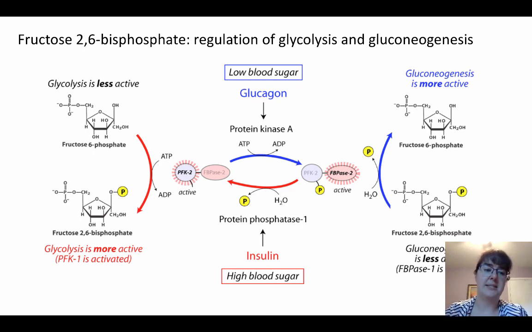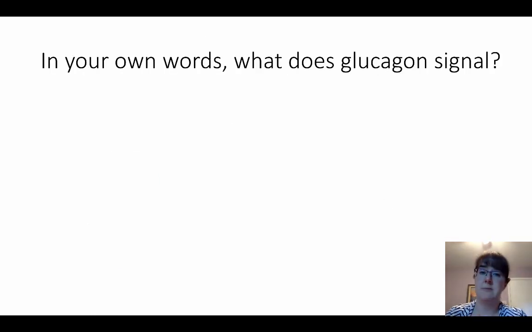inhibit gluconeogenesis, and stimulate glycolysis. So again, we're going to see that insulin, when you've got a lot of blood sugar, is then going to be stimulating the glycolytic pathway. We have too much sugar, we're going to start breaking it down. Glucagon is going to do the opposite: we don't have enough sugar, so we need to stop breaking it down and potentially make more.